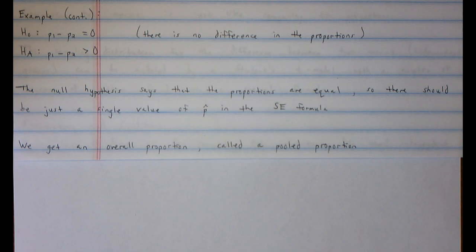This says that the proportions are equal, so there should be just a single value of P hat in the standard error formula. If you recall, the standard error formula involves two proportions, P1 hat and P2 hat. So we'd like to somehow combine these two proportions into a single proportion. We get an overall proportion called a pooled proportion. Now, we didn't do this when setting up the confidence interval because we weren't assuming the two proportions were equal there. But this will give us a little bit better estimate by doing a pooled proportion.